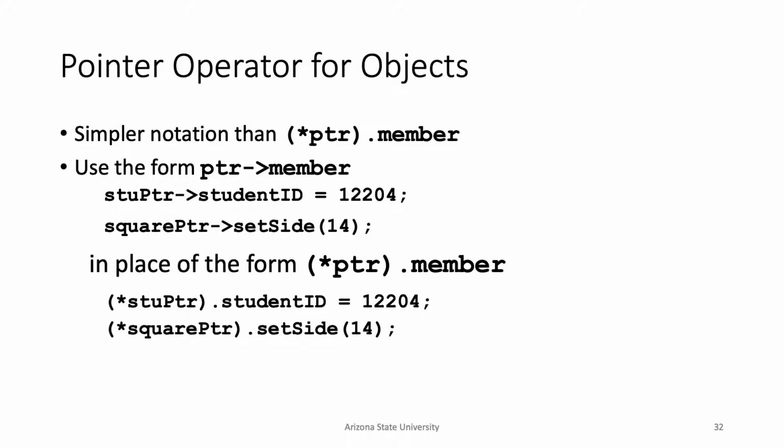It's just a shorthand. So I can set the student ID, if this is a public member variable and this is a pointer, by saying the pointer arrow the thing equals whatever value. Or I can call a function, the pointer arrow the function, and it behaves exactly as you would expect. Or you can use star the name of the thing dot whatever.